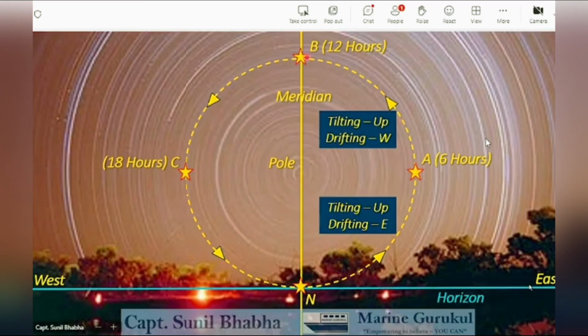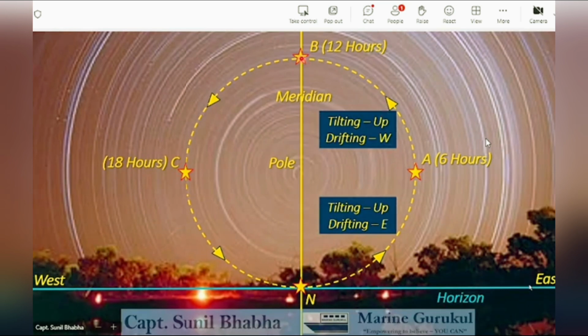From point Alpha to point Bravo, between 6 to 12 hours, the spin axis of the free gyro will be tilting upwards. You can see this coming up in the diagram. And the second thing which you notice, when the gyrostar is moving from point Alpha to point Bravo, it is moving in the westerly direction now. See, the left side in the diagram is the westerly direction, and the star's azimuth is now moving in the westerly direction. So the spin axis will also be drifting westerly.